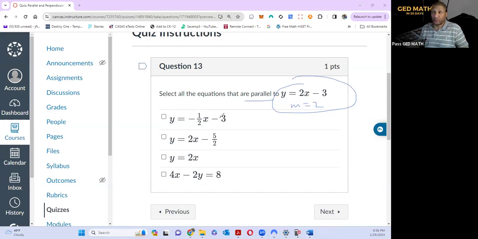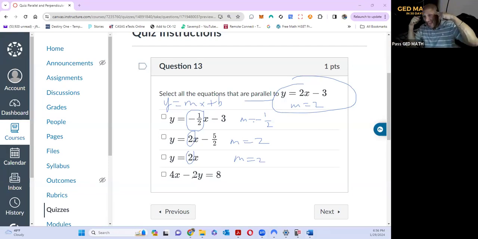So, boom. This is slope-intercept form. Easy. Slope negative 1/2. Slope-intercept form. Easy. Slope is 2. Slope-intercept form. Slope is easy. Slope is 2. Because why? Y equals mx plus b. Whatever's in front of that x is my slope. So most people say, oh, is the slope 4 here? No. This last equation is not in slope-intercept form. So slope is not 4. So the identification of the form is important.